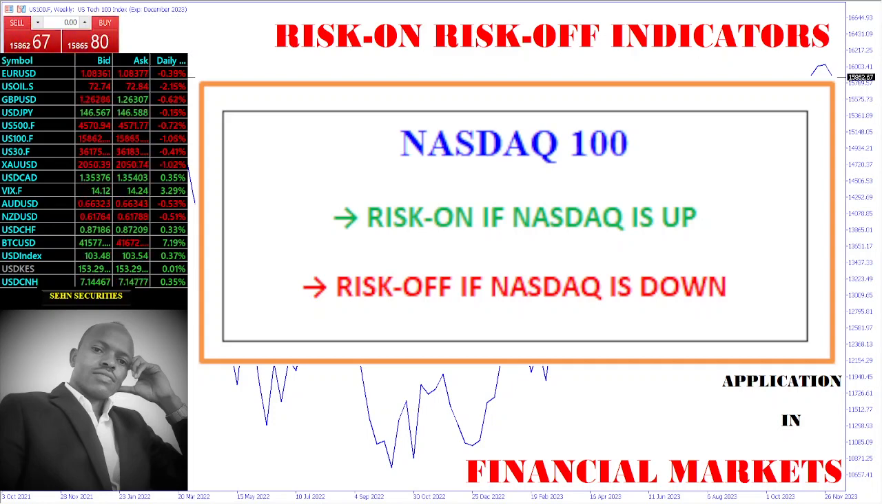Alternatively, once the fear of losing subsides, the Nasdaq 100 tends to outperform as tech stocks may get irrationally sold. As indicated, we are in a risk-on environment when the Nasdaq goes up, and we usually enter a risk-off environment when the Nasdaq goes down.